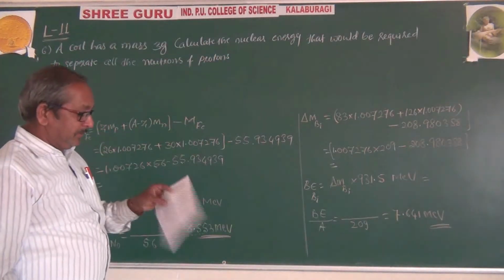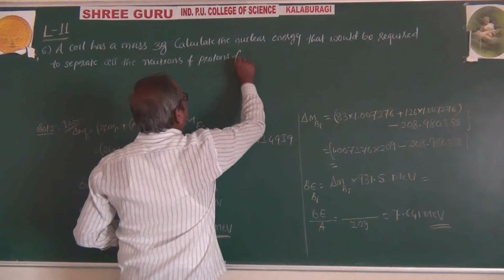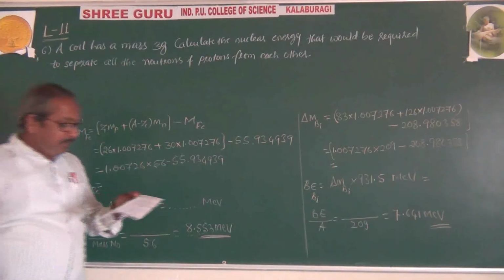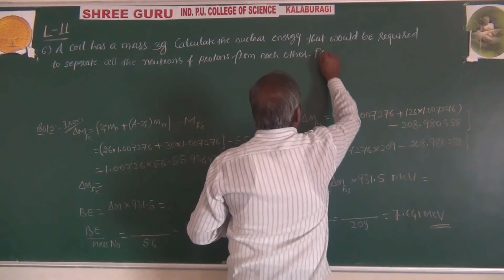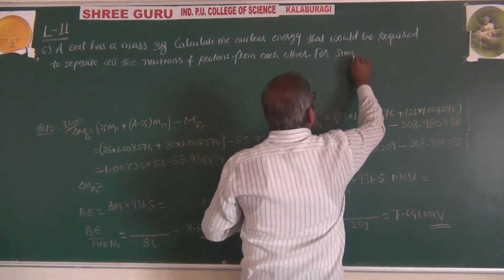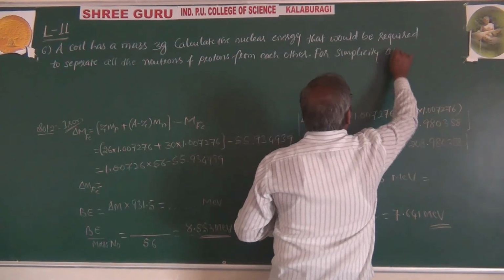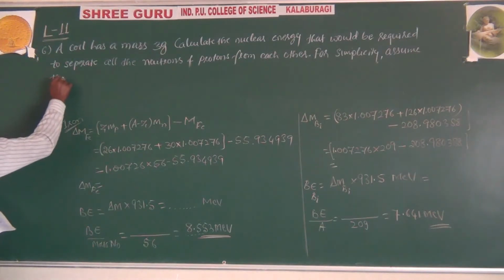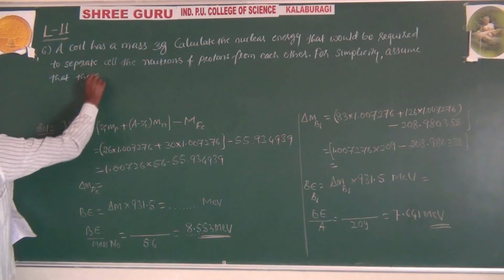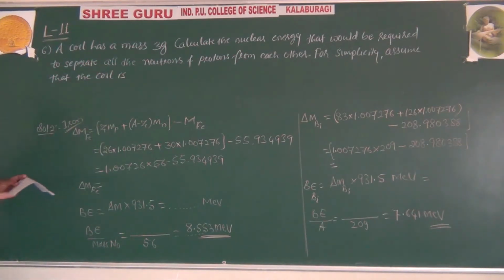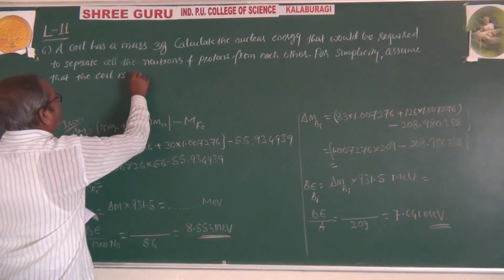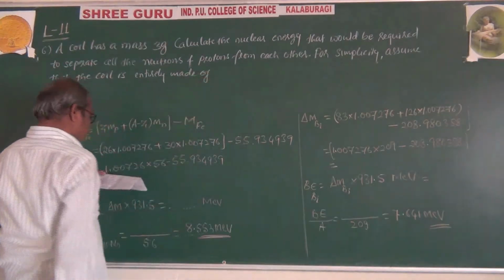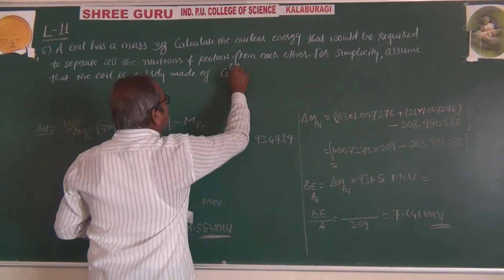Neutrons and protons from each other. For simplicity, assume that the coin is entirely made of copper, Cu 63, 29.